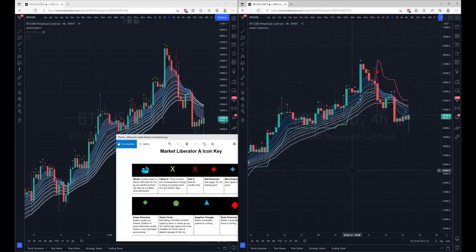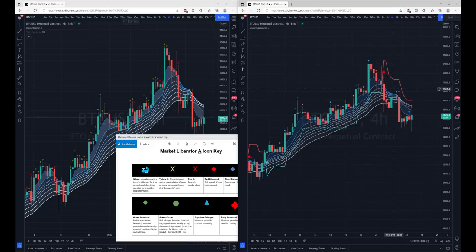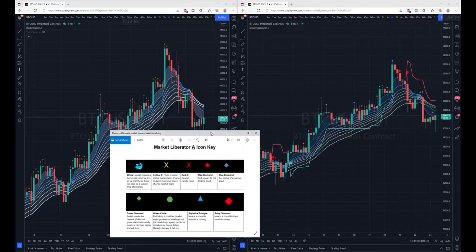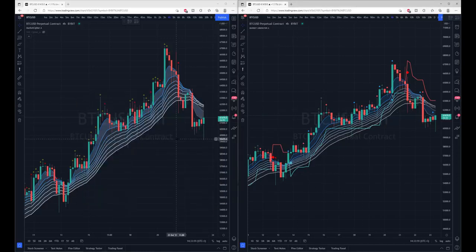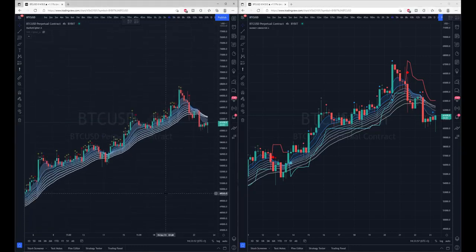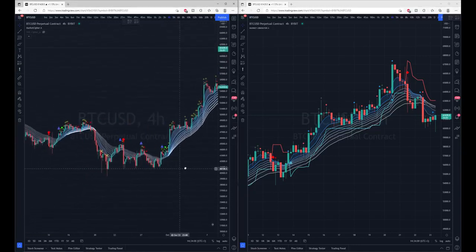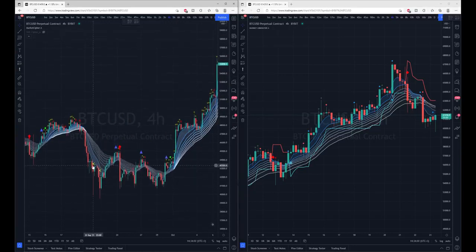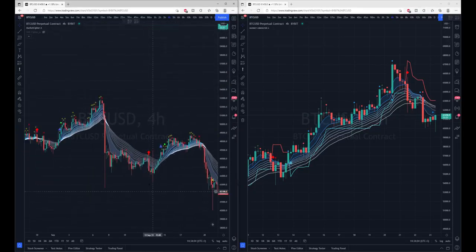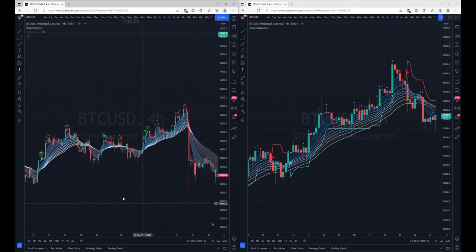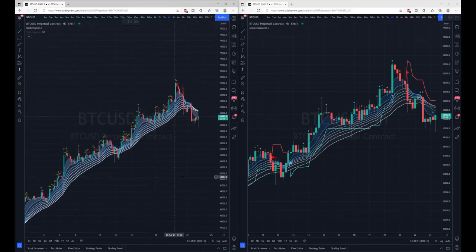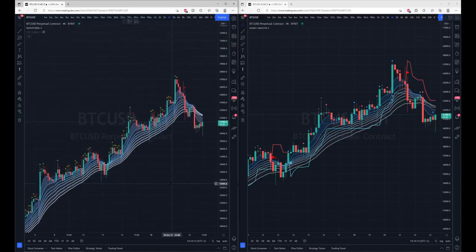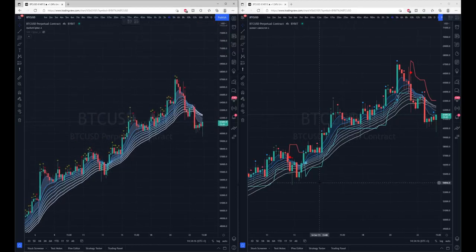It seems as though the most useful things are these ruby diamonds in a downtrend, and then a sapphire triangle in an uptrend. But yeah, so that's it for the Market Liberator A. And you get pretty much a similar thing. You get these manipulation signals, you get the ruby diamonds, the red X's, and it's basically the same thing on both of them. So I'm not going to say that one is better than the other, although looks like the Liberator has a couple more things.